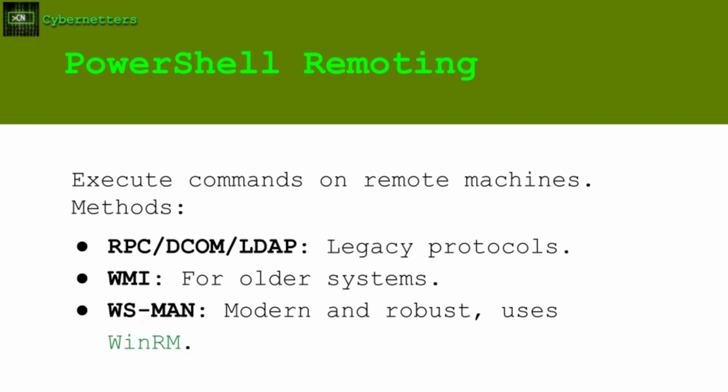PowerShell remoting allows you to execute commands on remote machines, making it a powerful tool for managing systems without needing direct access. These are the three main methods for remoting: RPC, DCOM, and LDAP. These are the legacy protocols and have limited functionality. WMI works well for older systems and is limited to tasks involving WMI objects. WSMan is the most modern and robust option, including WinRM, Windows Remote Management, for secure and reliable remoting. By enabling remoting, you can manage multiple machines from a single console, saving time and effort.